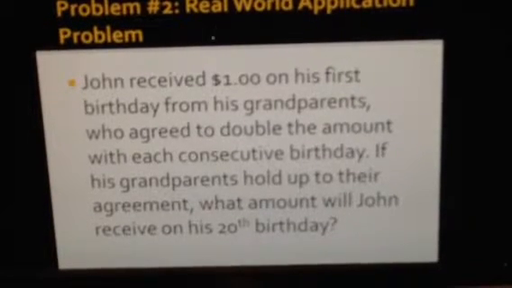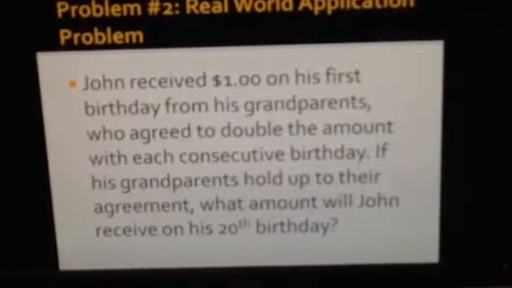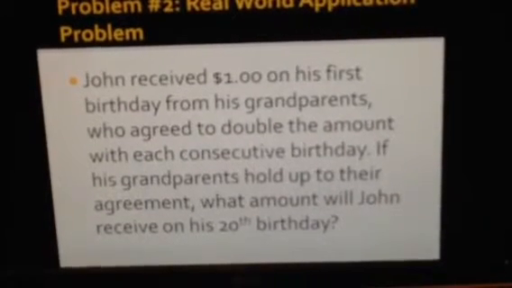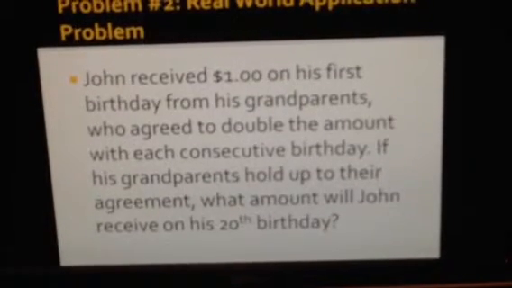Now for the second problem, the real-world application problem. John received $1 on his first birthday from his grandparents, who agreed to double the amount with each consecutive birthday. If his grandparents hold up to their agreement, what amount will John receive on his 20th birthday?